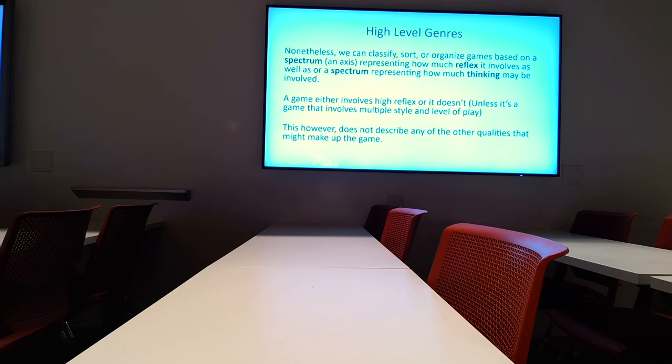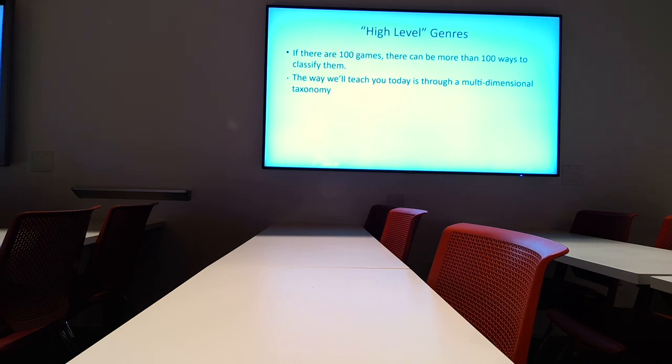So what you can do is sort and organize these games based on a spectrum or an axis, based on either how much reflex it takes or how much thinking it takes. A game either involves high reflex or it doesn't, right? Unless we're talking about something like Zelda, where sometimes you need high reflex, sometimes you don't. But otherwise, this game requires high reflex or it doesn't. So you can classify and group it that way. But it does not describe any of the other qualities that might make up a game. And if there are 100 games, there will be more than 100 ways to group them.